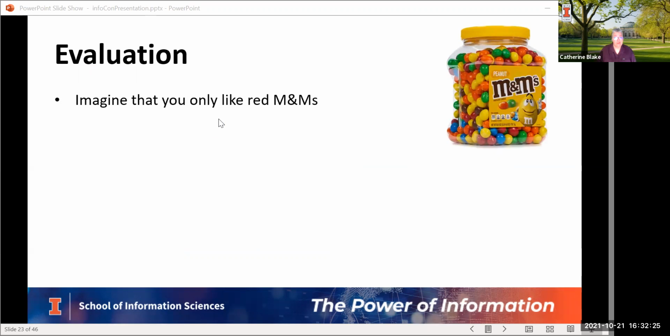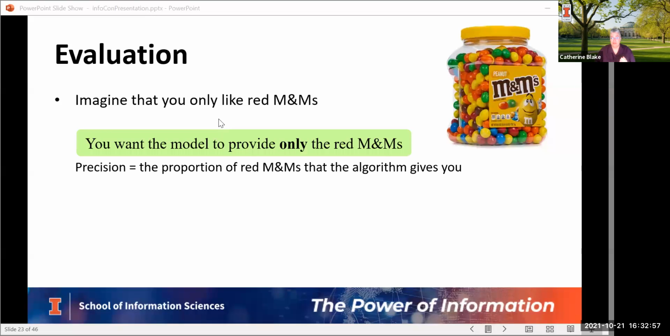So now we get to the fun part. How do we actually evaluate this? I don't know if any of you have done a machine learning experiment, but the evaluation has two really important components. Imagine that you like M&Ms, but you only like the red ones. You have this great big jar, and you're trying to do two things. The first thing is you want your model to only give you red ones. So the model should only give you the red ones.